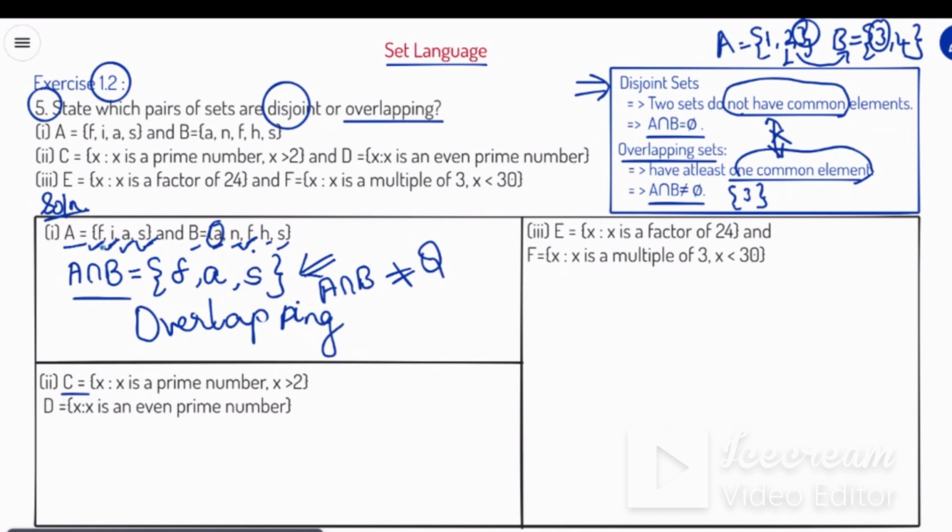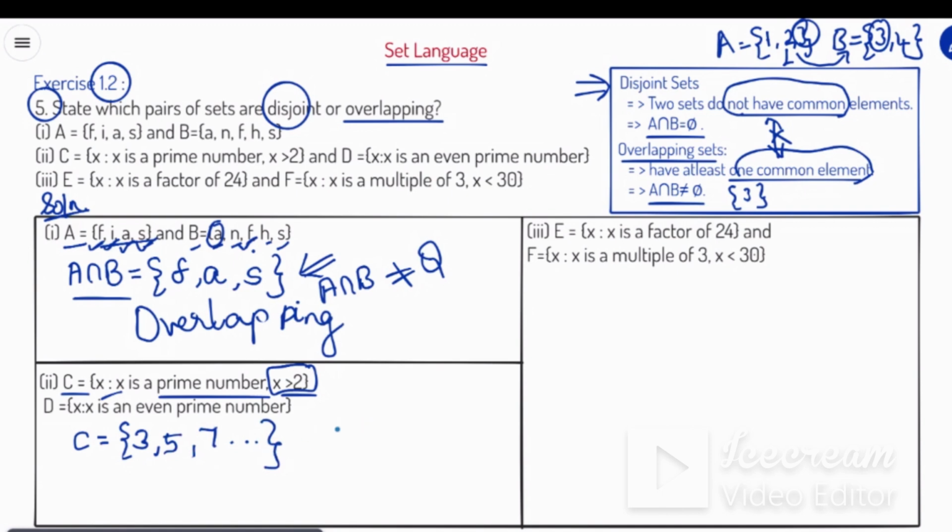See, here the elements are not given directly like in the first question. So let's move on to this and read it. C is x such that x is a prime number which is greater than 2. So we have to satisfy two conditions. Let's start with our prime numbers. The first prime number is, yes, 2. But here it is given greater than 2, so we can't write 2. Let's go to numbers greater than 2: 3, 5, 7, and it goes on like that. So 3, 5, 7 is the prime numbers list.